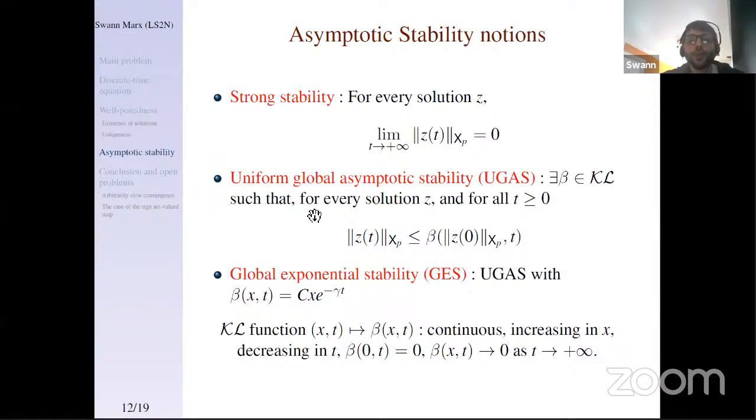And you have also the uniform global asymptotic stability, which relies on the concept of KL functions, which are functions of two variables. The first variable x is related to the norm of the initial conditions, and the second variable is related to the time. These are functions that are continuous, increasing in x, decreasing in t, vanishing at zero, and going to zero as t goes to infinity. By uniform here, I refer to stability uniformly with respect to the initial condition. Okay. And there is also a well-known concept of stability, which is the global exponential stability, in the case where beta(x,t) is given by this function.